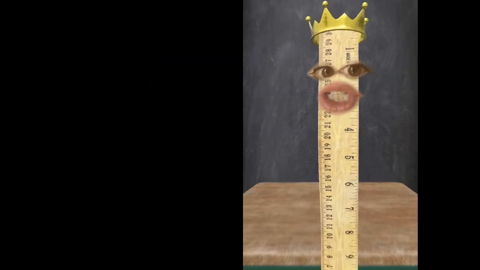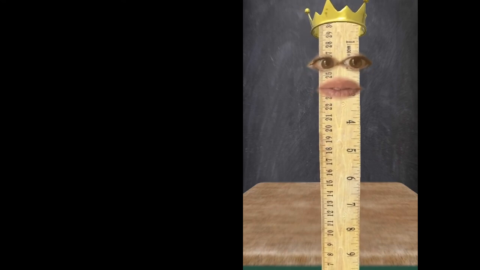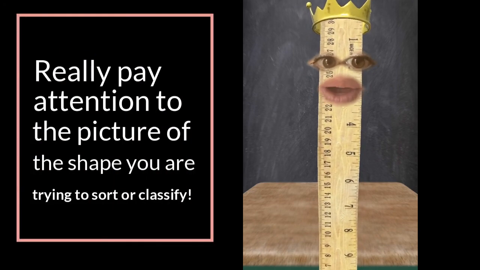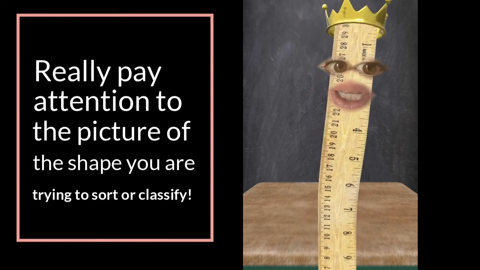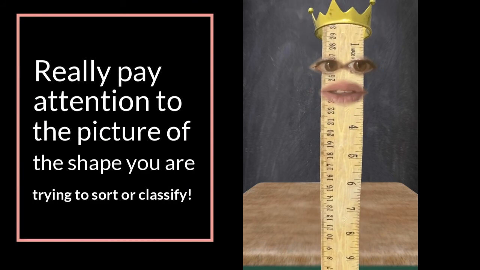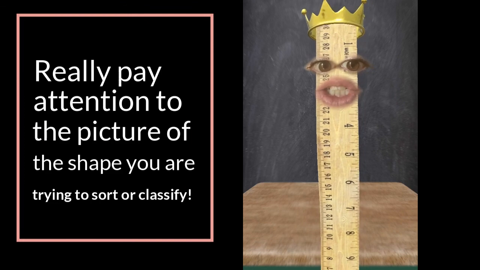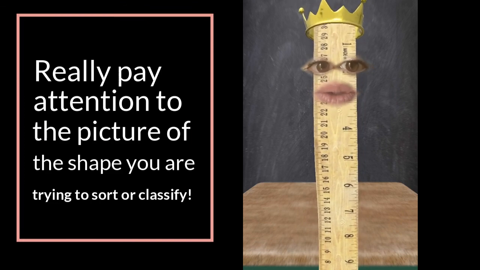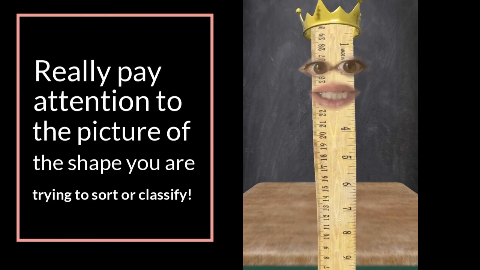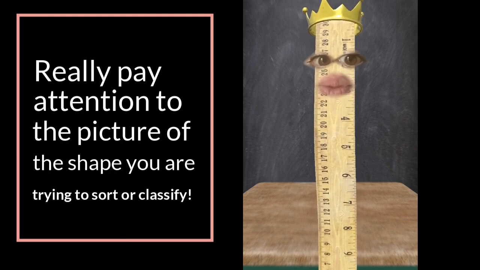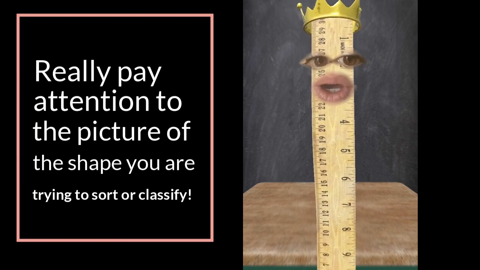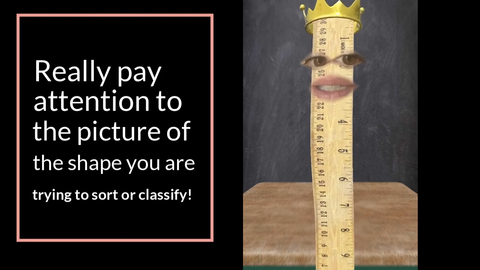I know geometry can get a little bit confusing when you're talking about how different shapes can actually be classified as another shape. So my advice to you is to slow down, take it one shape at a time, and learn those rules, and that will help you when you are sorting and classifying shapes.